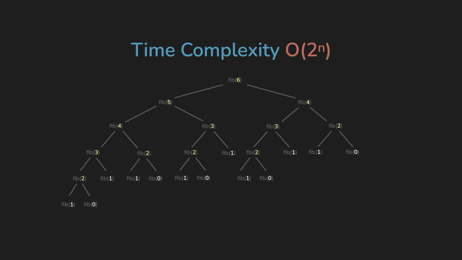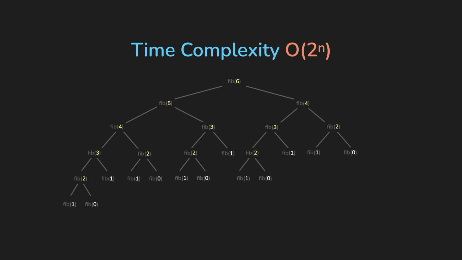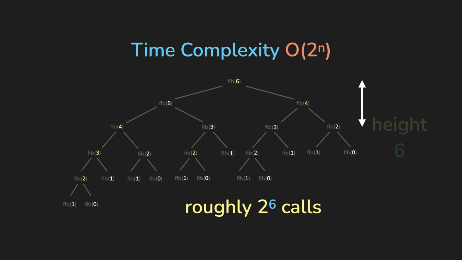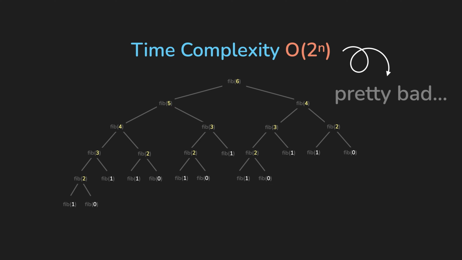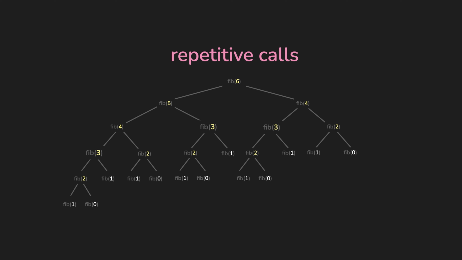The time complexity of this approach will be roughly O of 2 to the n, because if we look at the tree shape, the time complexity will depend on how many calls this tree has. O of 2 to the n is pretty bad, so let's think about how we can make this process more efficient. The most frustrating part of this approach is that we are doing so much repetitive work.